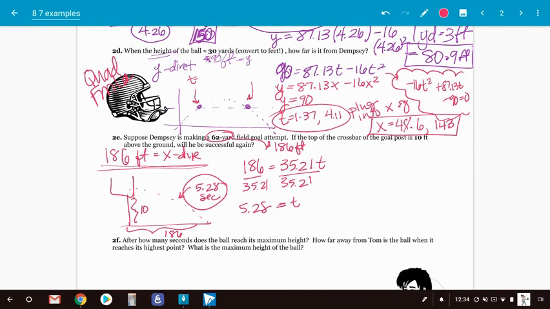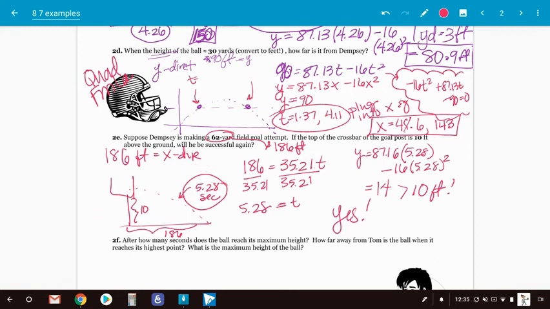Okay, so my y equation, y equals 87.16 times my time minus 16 times my time squared. So you should be typing that in. Maybe hit pause because I'm not going to type it in. I got around 14 feet, which is greater than 10 feet. So yes, when it's 186 feet away, it will be more than 10 feet tall.